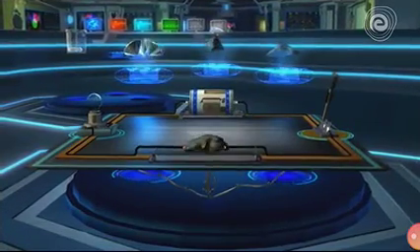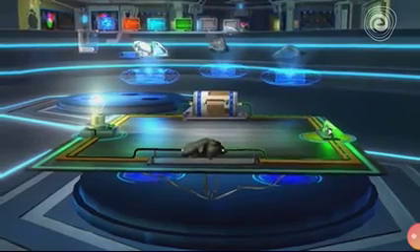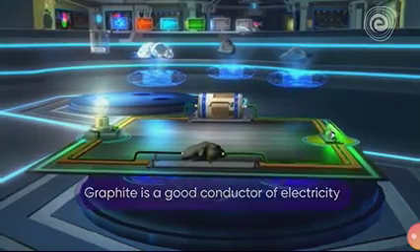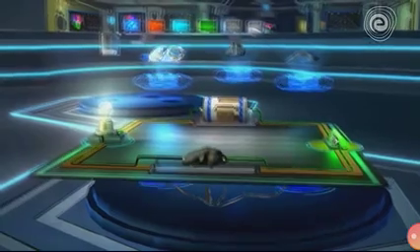On the other hand, if graphite is connected to the circuit, the bulb glows, indicating that graphite is a good conductor of electricity. Let us find out what makes graphite a good conductor.